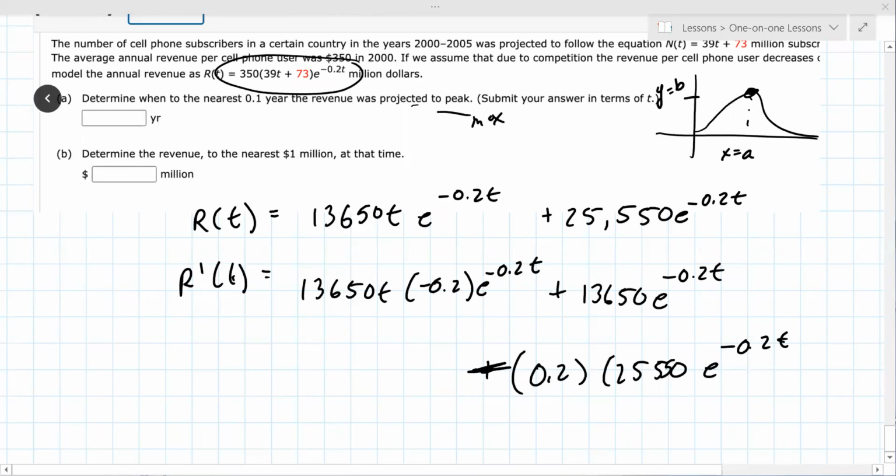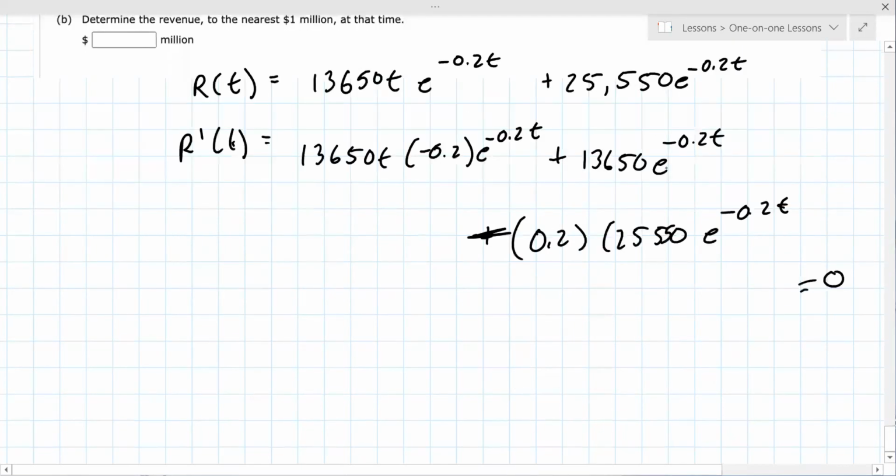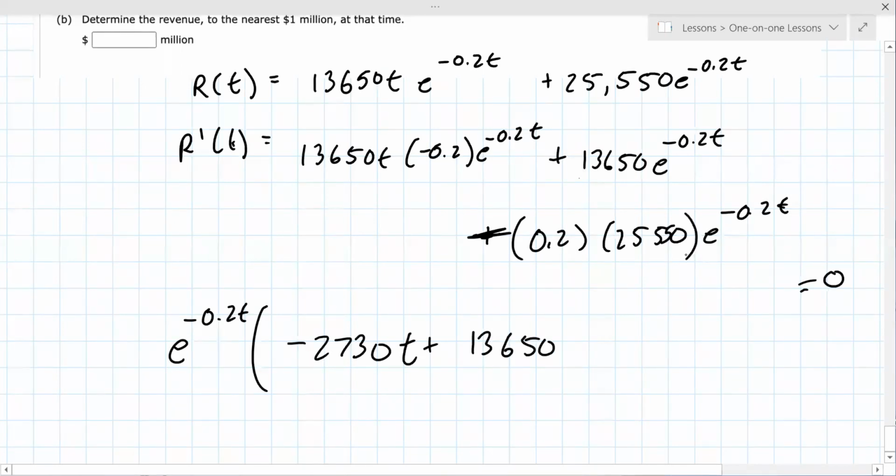So that could be what's kind of hard here: how do I set this equal to 0? They all have this e to the minus 0.2t, so you factor that out. E to the minus 0.2t, and then 13,650t times the minus 0.2. We want 13,650 times 0.2, so that's negative 2730t, plus 13,650. And then the last one is minus 0.2 times 25,550, that's minus 5110, equals 0.